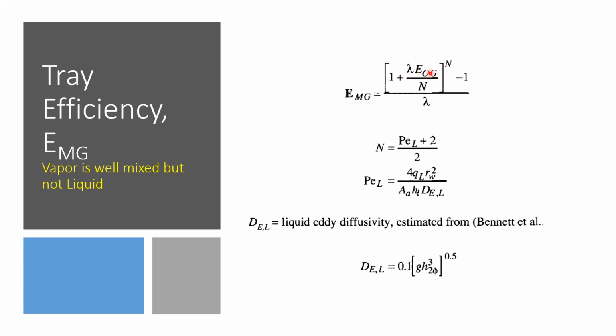So we have lambda and the local efficiency, and n can be calculated using the Peclet number in the liquid phase, which can be calculated with an equation similar to what we saw earlier, but now using the volumetric flow rate of the liquid stream and its diffusivity in the liquid phase. The diffusivity in the liquid stream will be equal to 0.1 times G H2 phi cubed to the power of 0.5. So this is scenario number 2, how we generalize the local efficiency to tray efficiency.